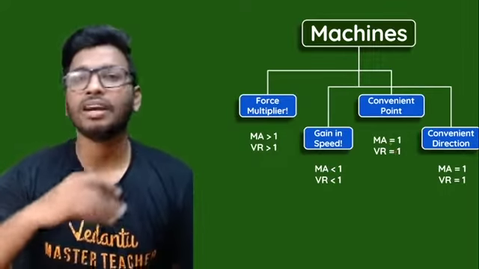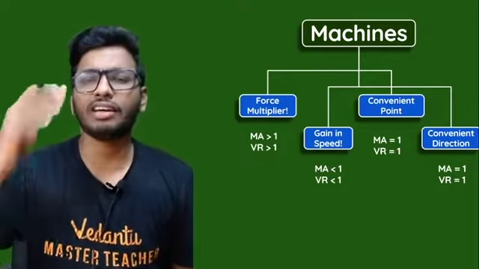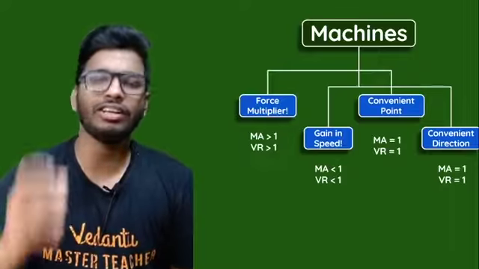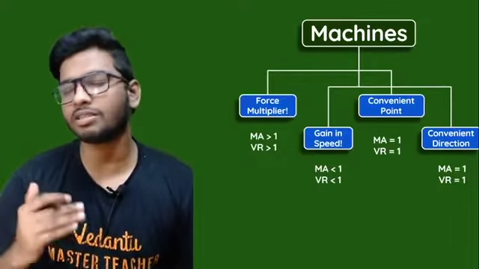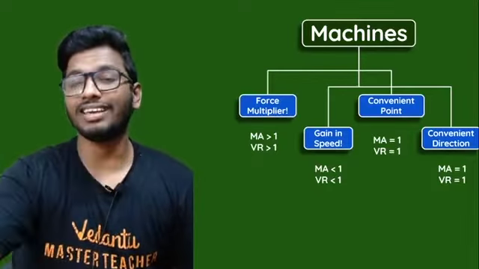Like in the case of a pulley, one of the simplest examples, you can give that as the example of convenient point as well as convenient direction, where you see that the mechanical advantage as well as the velocity ratio is both equal to 1.